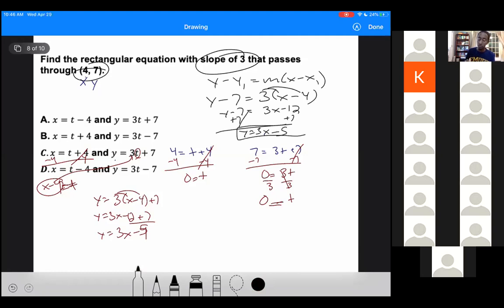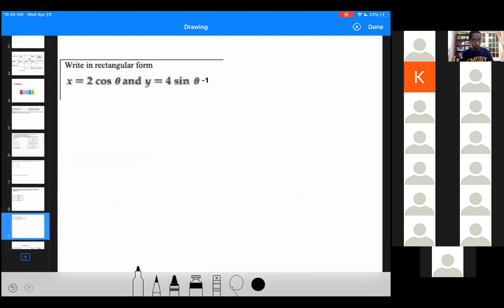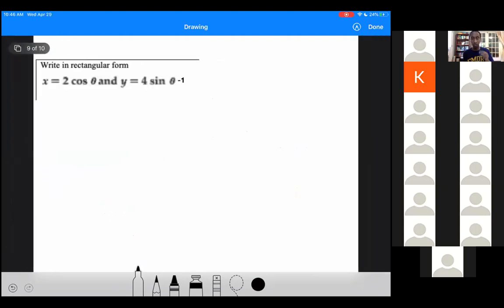And then what you could do with this, just another method if you didn't want to plug in, you can then convert each of these to rectangular form and compare with that and see if it matches. So that's just another way you can also do it. So either way you do it, you will get C. All right, very good. Okay, let's look at one more and then we'll be done for today.